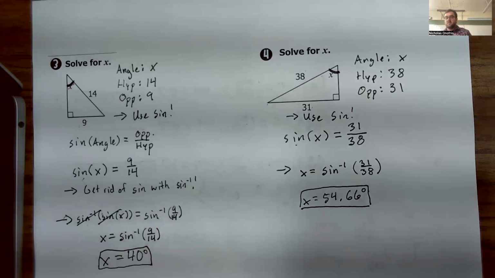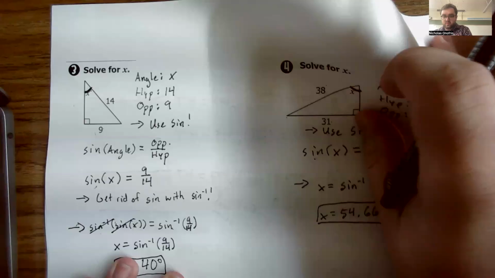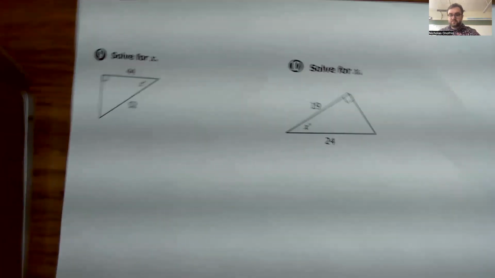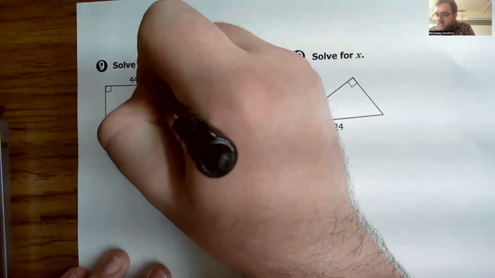All right, let's look at another couple examples. The next two examples we're going to work are examples 9 and 10. So looking at example 9, again, given the angle x.